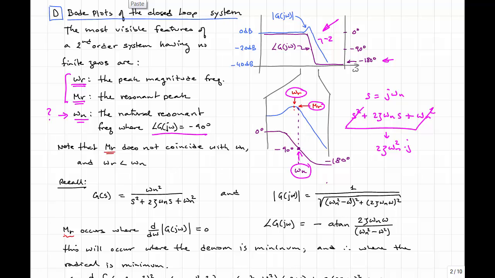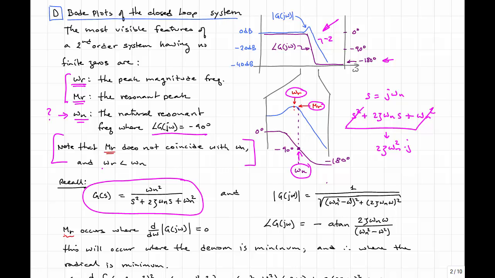Okay, for the moment we'll ignore that, and we'll assume that we are only dealing with this system right here, right? So only 2 poles, complex conjugate poles, no finite zeros, and no other poles. In that case, it should be very easy to spot omega n as well, because we simply evaluate the frequency when the phase is -90 degrees. Notice that Mr, the peak amplitude, does not coincide with omega n, the natural resonant frequency.